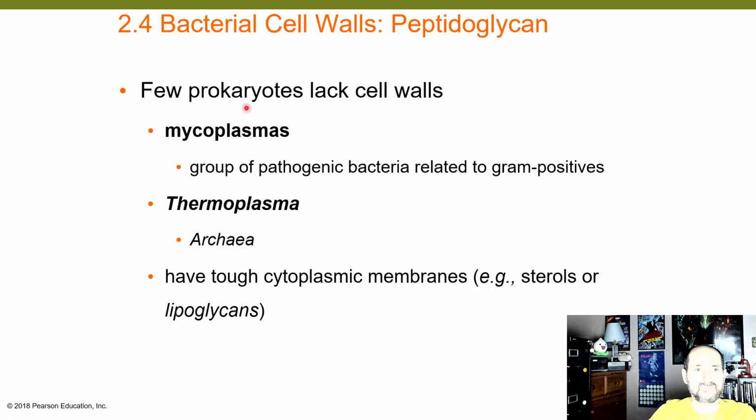Now, some prokaryotes lack a cell wall. These are known as the mycoplasmas or thermoplasmas. Mycoplasmas are a type of bacteria that lacks a cell wall, and thermoplasmas are a type of archaea that lack a cell wall. And because they lack a cell wall, they tend to be a little smaller in size, and they tend to not have a particular shape. So they'll be pleomorphic in shape.